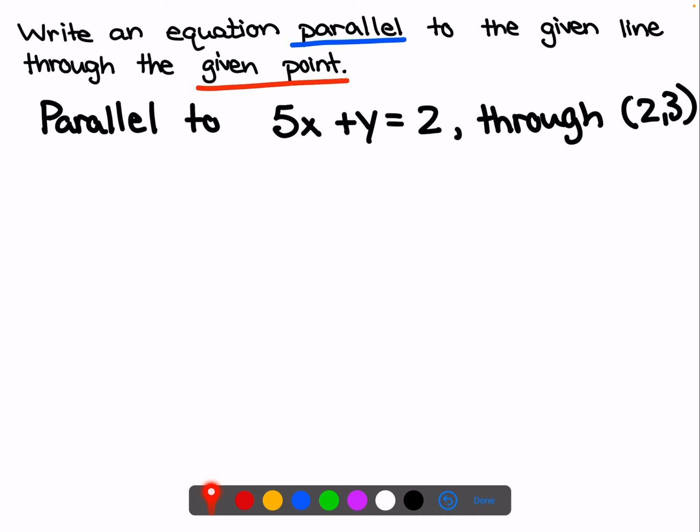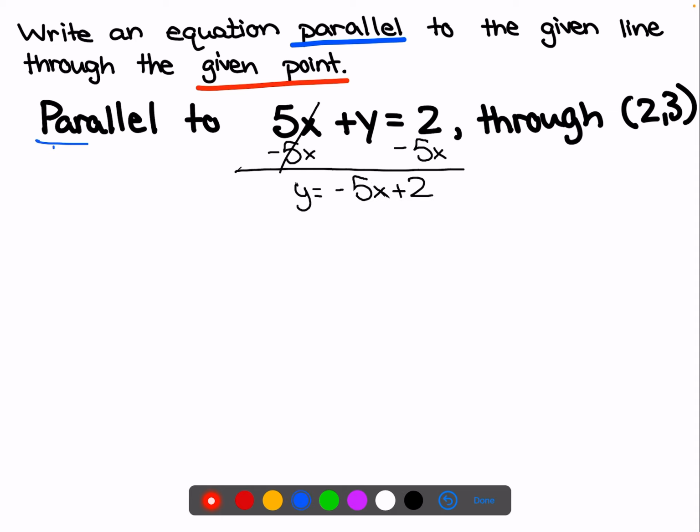So for this problem, first off, we notice that we have the equation 5x plus y equals 2. This is in standard form. So we need to go ahead and put it into slope-intercept form so we can see our slope clearly. To do that, I subtract 5x from both sides. The 5x's cancel. I'm left with y is equal to -5x plus 2.